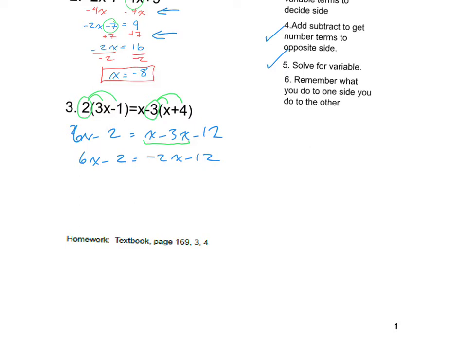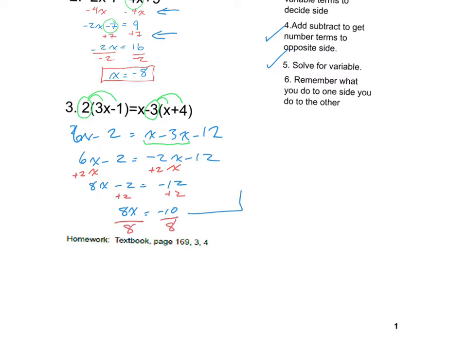So we're going to put all our x's on one side. We're going to get rid of this minus 2x on the one side, and we're going to add 2x to both sides. So we end up with 8x minus 2 is equal to negative 12. And now we're going to take the negative 2 and move it to the other side. So we're going to add plus 2 to both sides. Upon adding 2 to both sides, we end up with 8x is equal to negative 10. Now we're going to solve for x like we normally do. Divide both sides by 8.